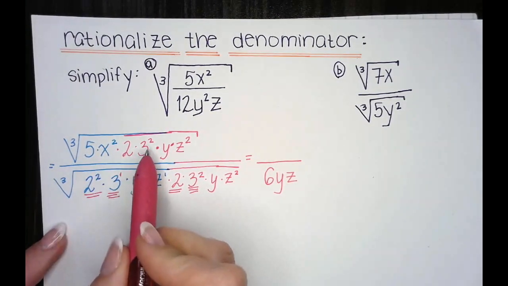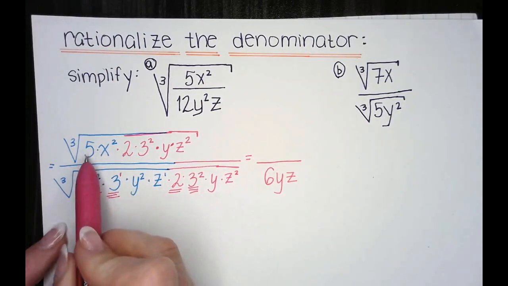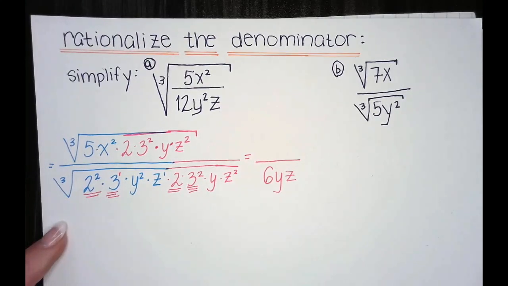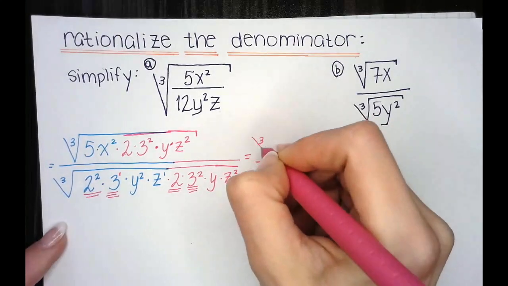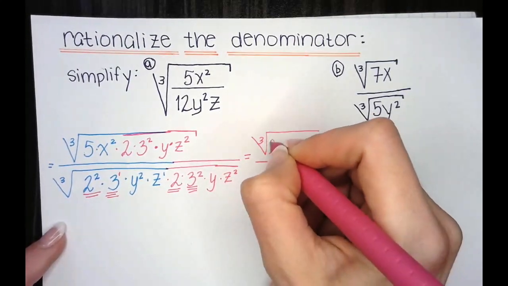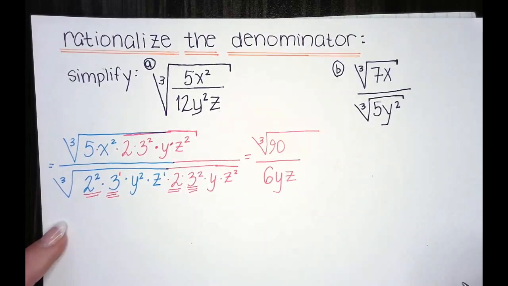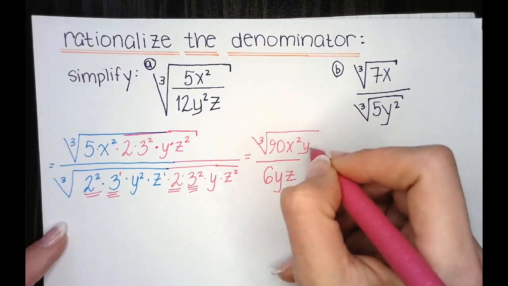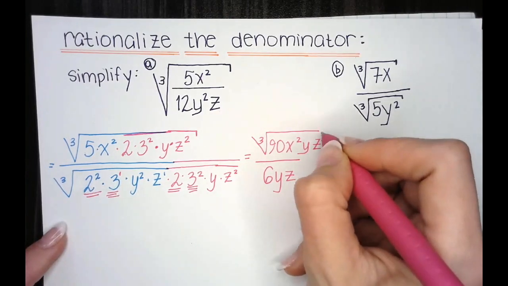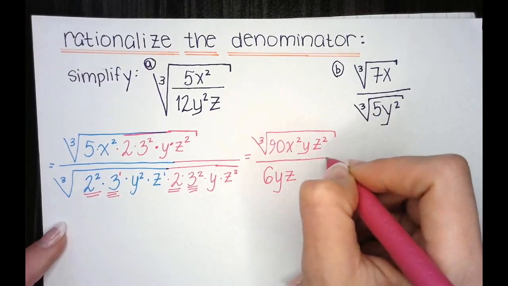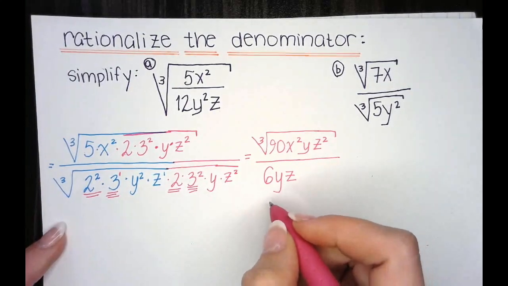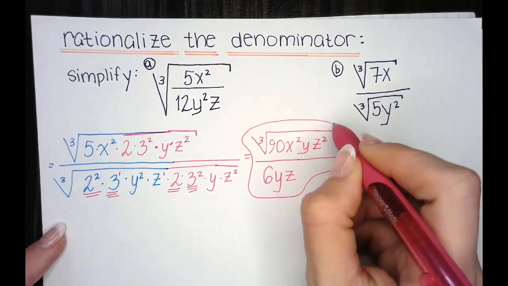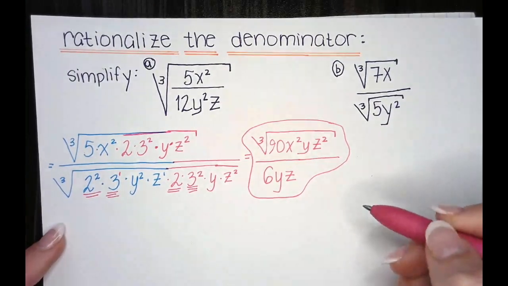Here, however, I do not have 3 of anything. I have 9 times 5, which is 45, times 2 is 90. So I have the cube root of 90, x to the second, y, z to the second. Now the numerator is in a radical and my denominator is not, but this is now rationalized. So mission accomplished. We're done.